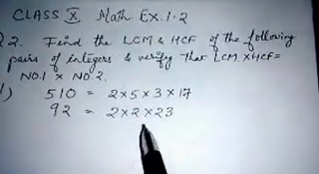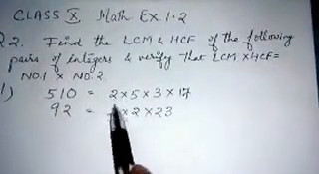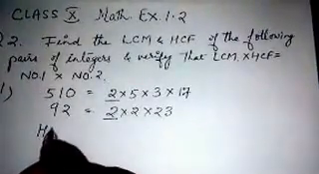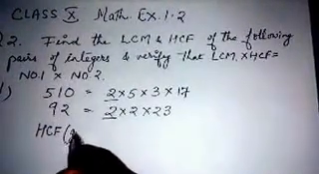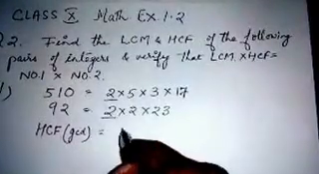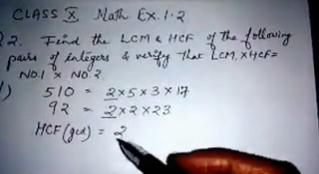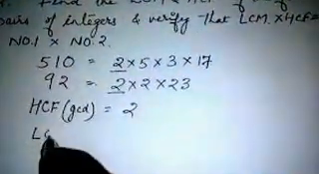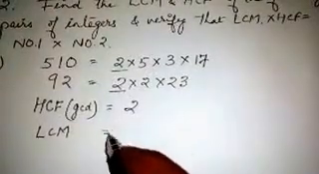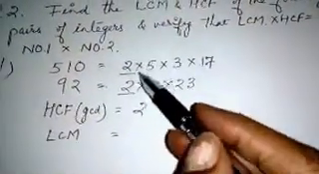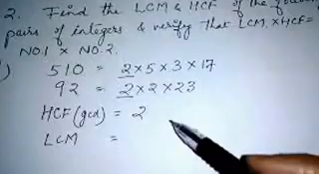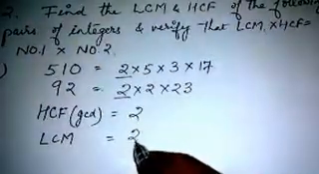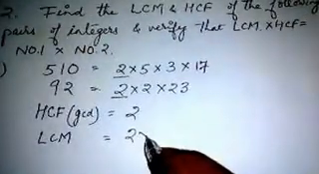So here you can see the common factors. We have only one set of common factors, that is 2. So HCF, or we can say GCD, is 2. The product of common factors gives the HCF. Now the LCM: we need to select all the factors from every step. So first let us take from the first step, that is 2 into 5.